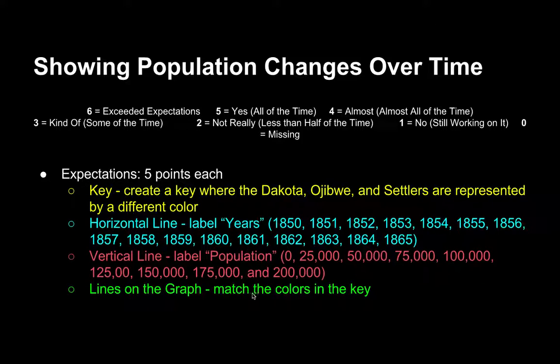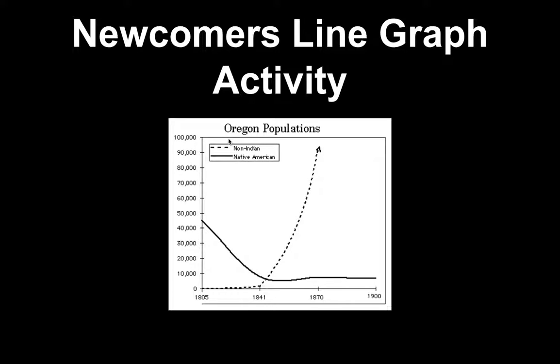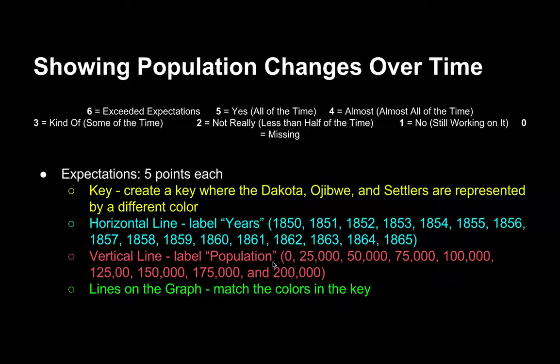Lines on the graph have to match the color in the key. Seems pretty obvious, right? But you need to be careful to make sure you do this. Whatever colors you give the non-native population, the Dakota and Ojibwe, the lines that you're using need to match the lines that are actually on the graph, so it's really clear.